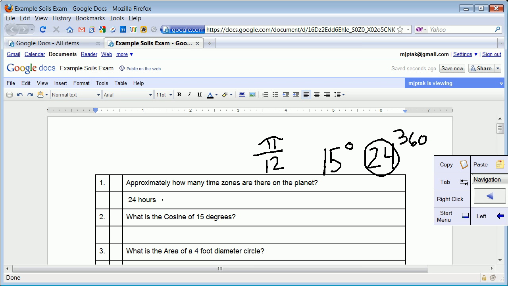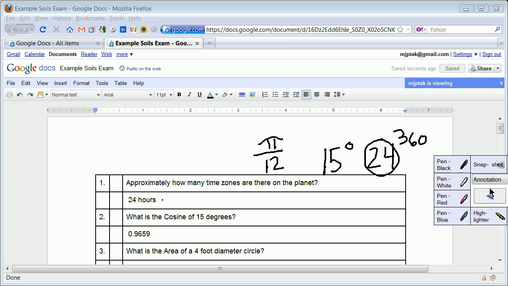What is the cosine of 15 degrees? There's all kinds of different ways. We want to do that by memory off the unit circle. 0.9659 would be one answer. However, let's go back now to annotation. There's a couple different ways to go about doing this.